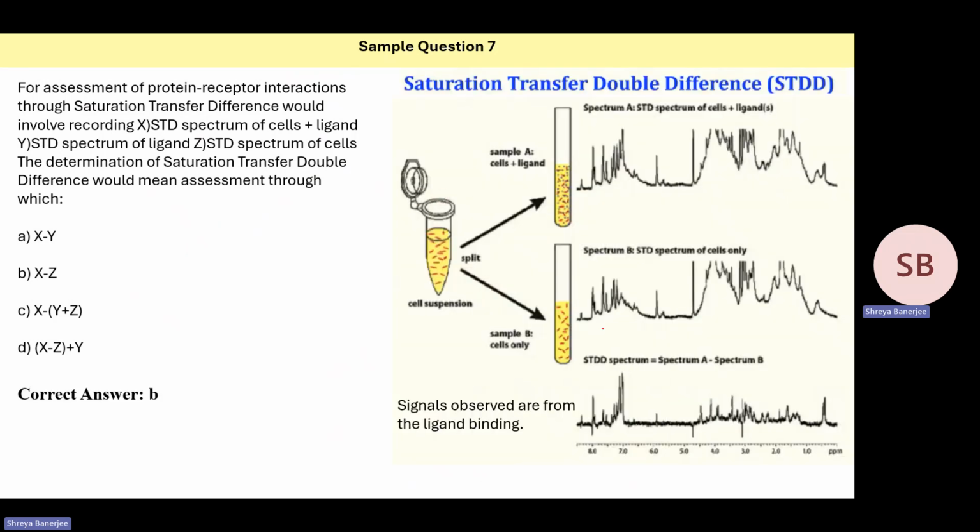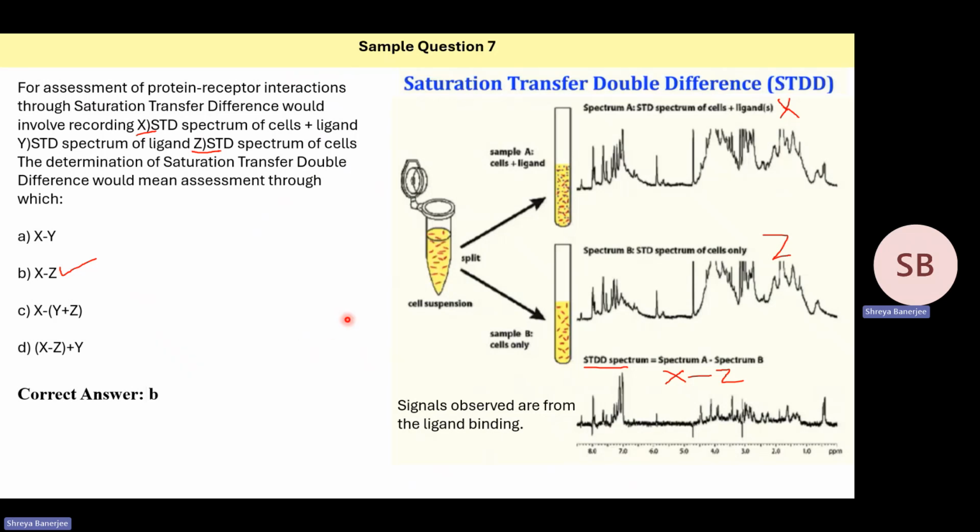So first we have the STD spectra of cell plus ligand, which here is referred to as X. We will call this X. Then you have the STD spectra of only the cell, which here is called Z. So here we'll call it Z. Finally, the STDD spectra is X minus Z. So the correct answer is X minus Z, that is B.